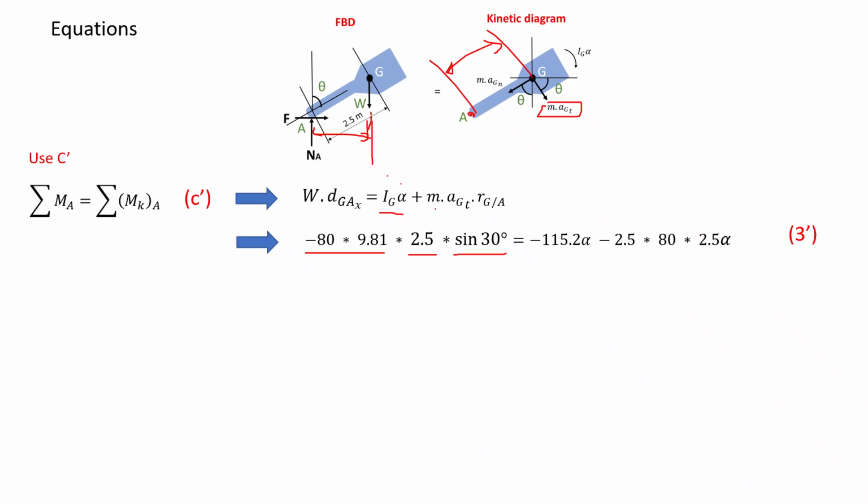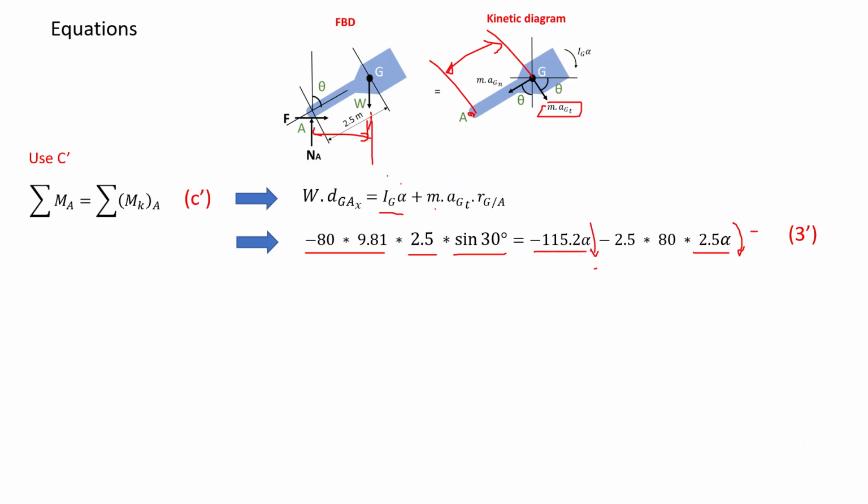That's for the horizontal distance. And we're going to have here the alpha multiplied by the IG. The alpha is negative, so this will have negative value here. And finally, we're going to have the mass multiplied by the acceleration tangential multiplied by the 2.5. Once again, because this will be to the clockwise direction, and this will make it as negative.